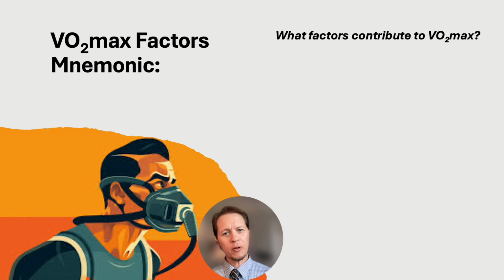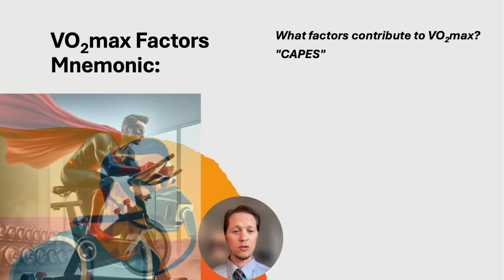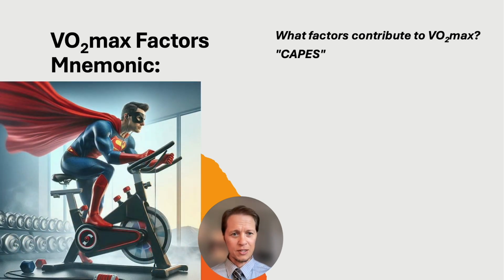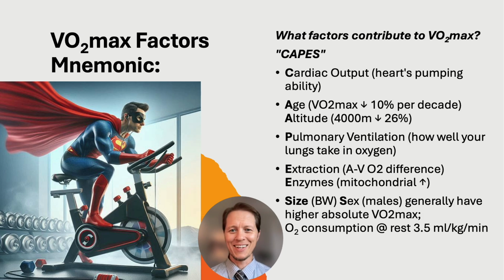What factors contribute to your VO2 max? And this may not be as easily apparent when you think about it, but if you just remember capes, as in, yes, Superman, or actually, I don't know why he's masked. I asked AI to help draw or create something of a superhero with a cape doing a VO2 max test, and well, this is what I got. But importantly here, cardiac output. Age, right? VO2 max declines 1% per year. That kind of stinks as you get older. Altitude's another one. Pulmonary ventilation, of course, how well your lungs process that oxygen.